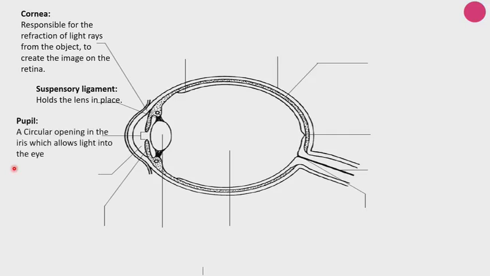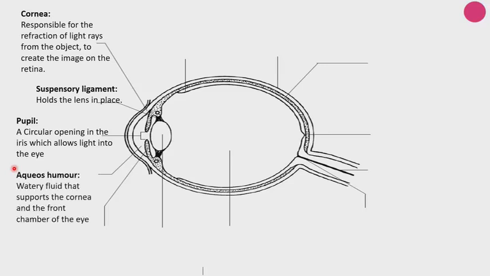The pupil is an important component, not that it's an actual structure, but rather the absence of a structure. It's that opening in the middle of the iris which changes shape and size to allow more or less light to enter the eye. And the pupil mechanism is a very important part of this chapter that's often asked in exams.